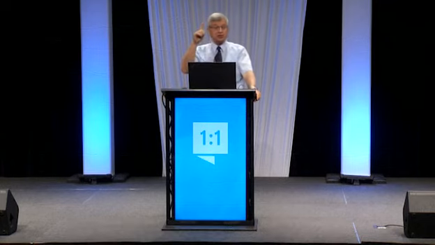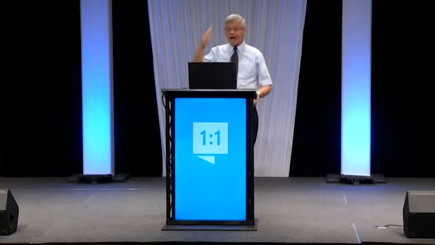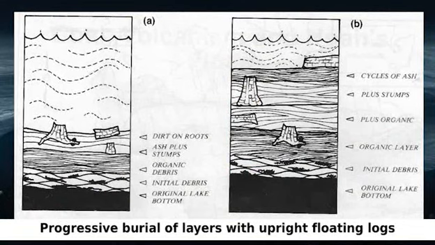Now, you can imagine if further volcanic eruptions occurred at Mount St Helens and more sediment was washed into the lake, as more logs sank, what would you get? You'd get a cycle of progressive burial of layers with upright floating logs, where the roots were broken off, would be at different levels in different volcanic layers.